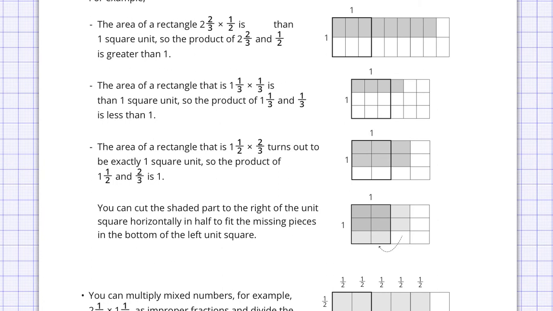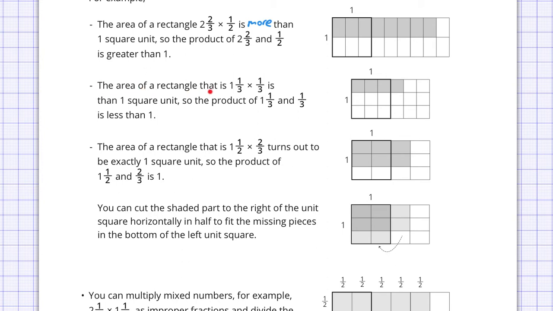The area of a rectangle that is 2 2/3 by 1/2 is greater than 1 square unit. So let's write more than 1 square unit. So the product of 2 2/3 and 1/2 is greater than 1. You can see that based on this picture. If you just took these 3 and moved them in here, that means we would have 1 and we would still have 2/6 left over.